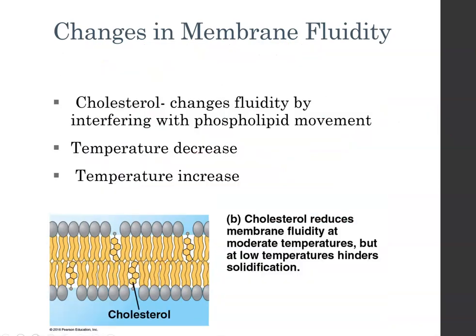The cholesterol can also affect membrane fluidity, and it does so by interfering with that phospholipid movement. So we've got two things going on here that are going to affect how solid and how fluid that membrane is. One is the makeup of the hydrocarbon tails. The other is the presence of cholesterol. So cholesterol can do two things at either end of the temperature range.